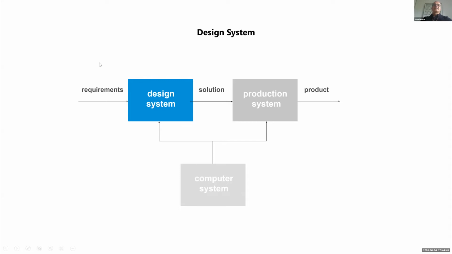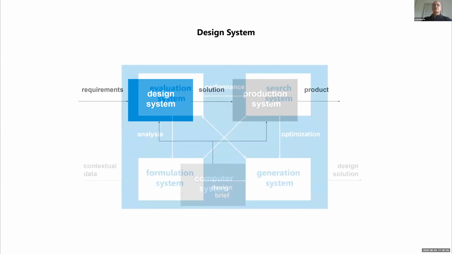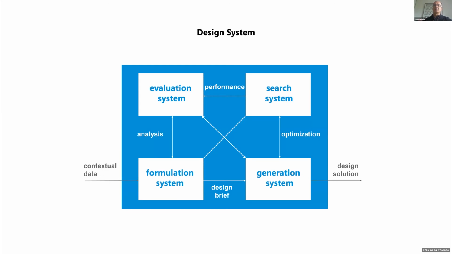So this slide summarizes the solution. On one hand, we have a design system that takes as input information about the context and the requirements, and outputs a design solution. If you look more closely into the design system, you actually need four subsystems. One that reads the context and formulates the problem. It outputs a design brief. Another one that takes a design brief and generates candidate solutions. So different solutions that satisfy the design brief.